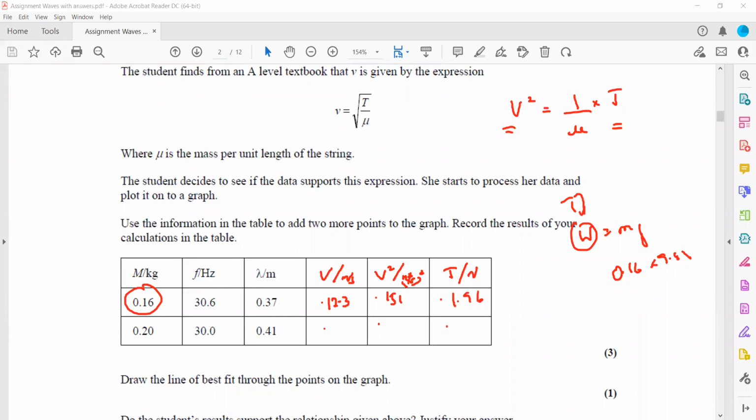In the same way, when we multiply 30 by 0.41, it will be 11.3. And you can see it is written as 30.0, because you should have the same number of significant figures in each column.